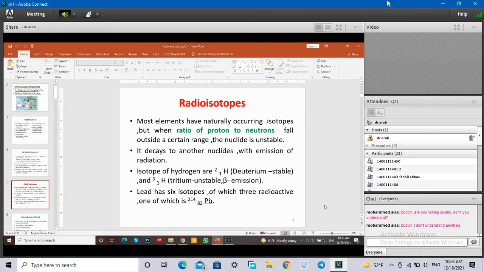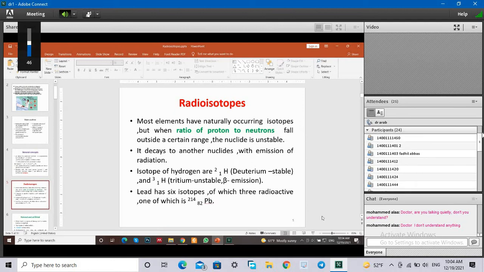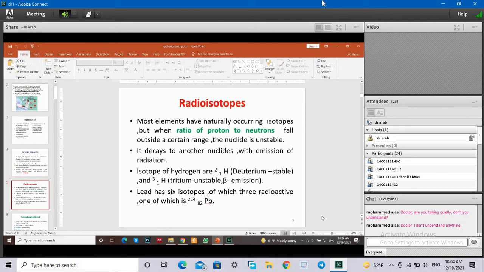For example, I can say lead has 6 isotopes, and 3 types of them are radioactive. Okay, up to this slide, I only spoke about how we can have a radionuclide, and we learned that when the number of protons or the number of neutrons is much higher than the number of neutrons or protons respectively, the nucleus is in an unstable state, and with decay and emission of different particles and gamma rays it can return to the stable state.